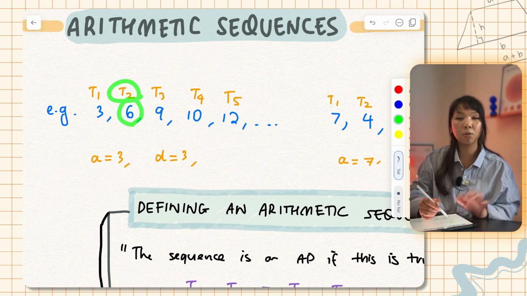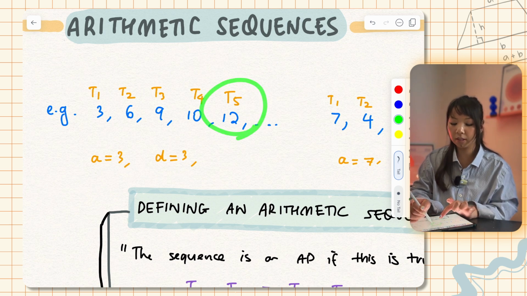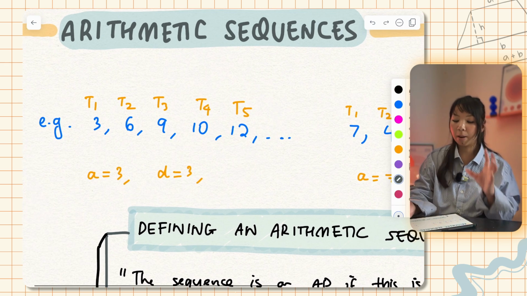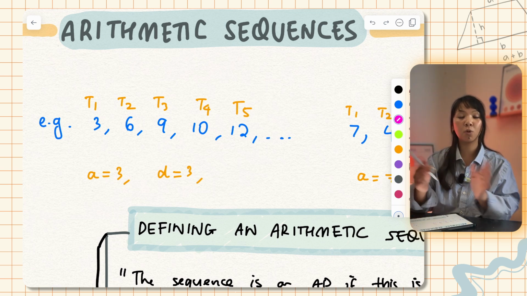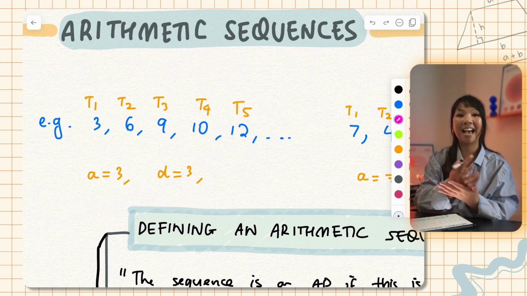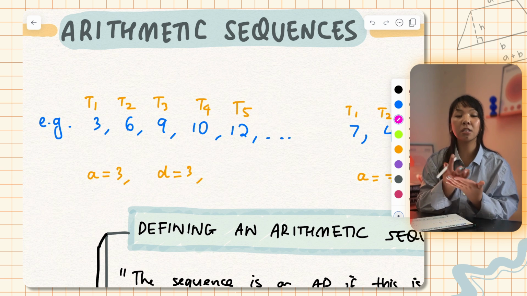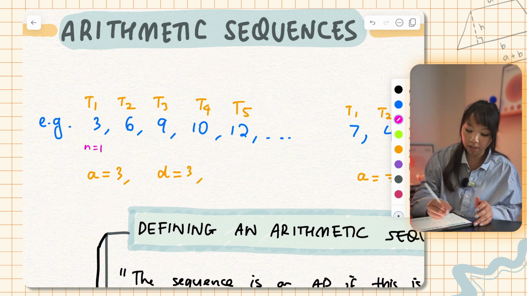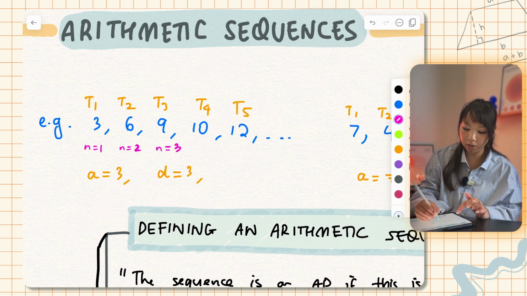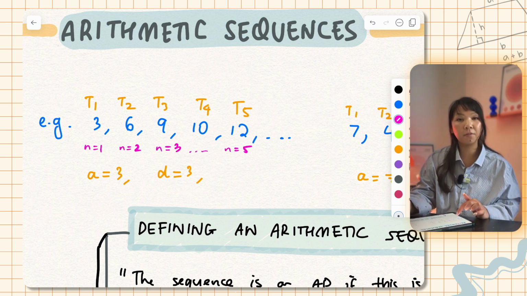t2 is equal to 6, or the second term is 6. And if you look at the last one, the 5th term is 12. So you have to wrap your head around the fact that every single term, so the term is the actual number in the sequence, is going to correspond to a number, and that number always starts with 1. So that's n equals 1, that's n equals 2, that's n equals 3, dot, dot, dot. This is n equals 5.